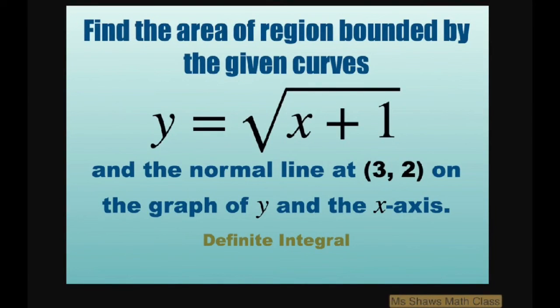One, we're going to find the area of the region bounded by the curve y equals square root of x plus 1 and the normal line at (3, 2) on the graph of y and the x-axis. So let's first graph this.